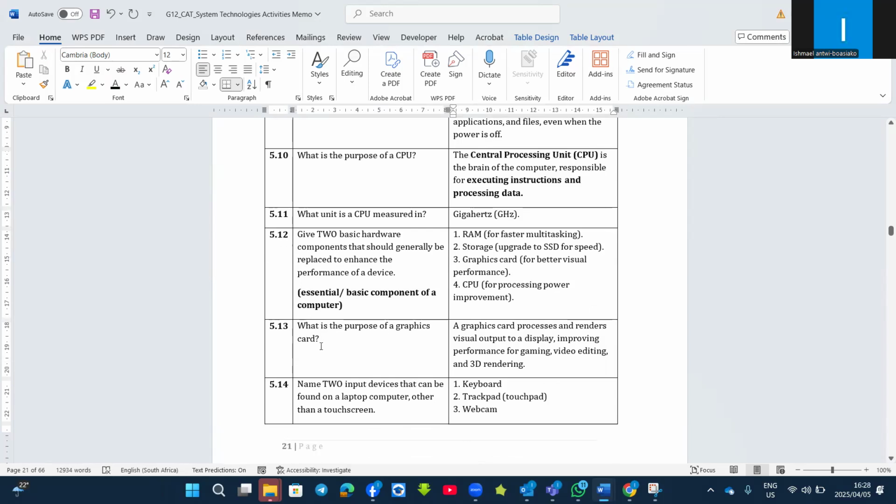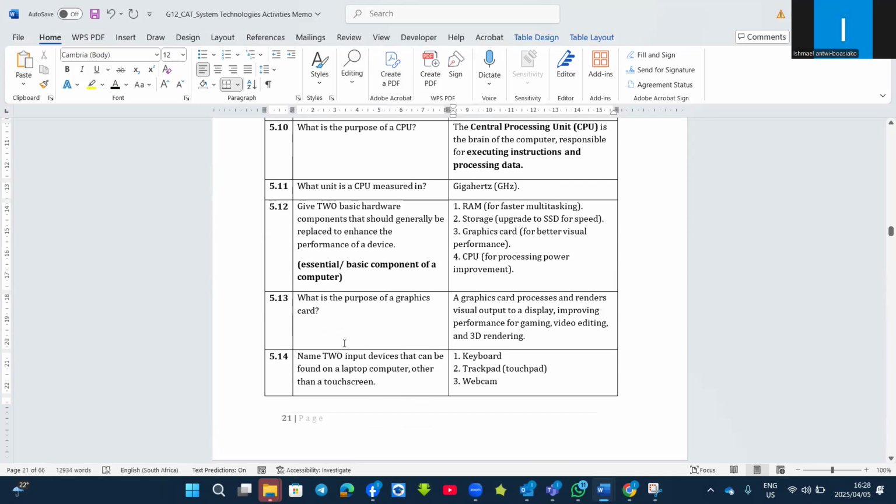And then 5.13, what's the purpose of the graphic card? Like we said earlier, the graphic card, they process and render visual output display. In other words, they improve the performance for gaming, video editing, and 3D work. So when you have the graphic card, you'll be able to perform better in game or video editing.